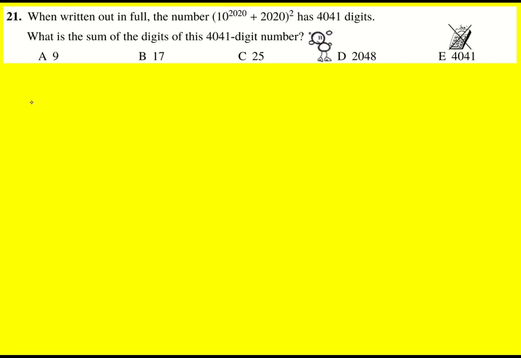Okay, great question here. We're told that this number has 4,041 digits. We're asked for the sum of the digits. Obviously we do not want to write that number down in full. So how can we deal with it?